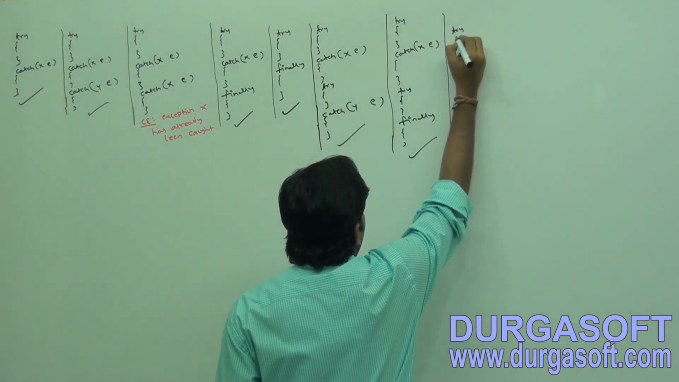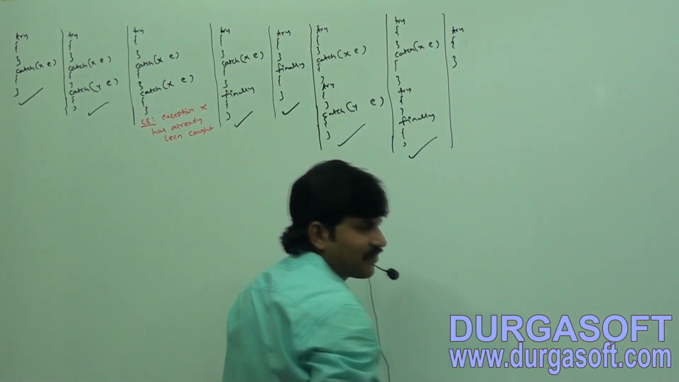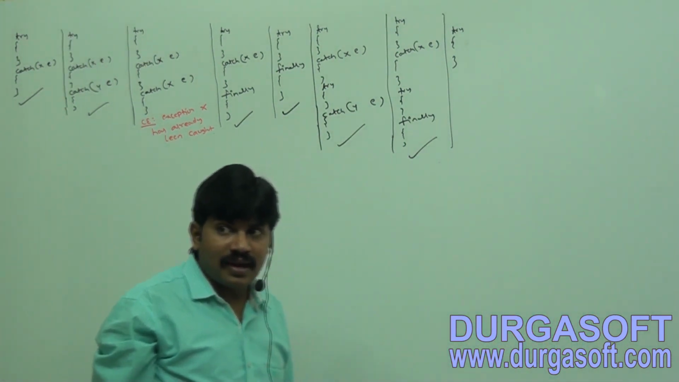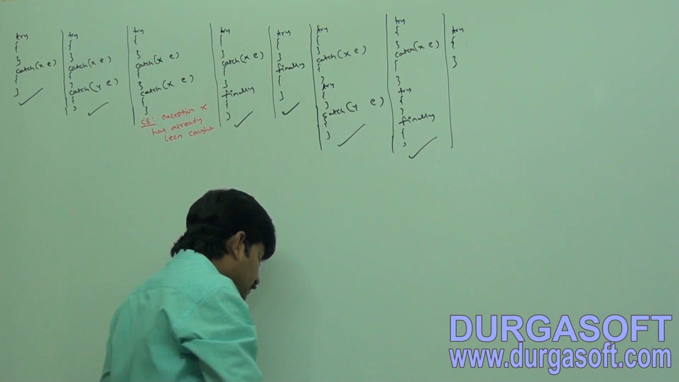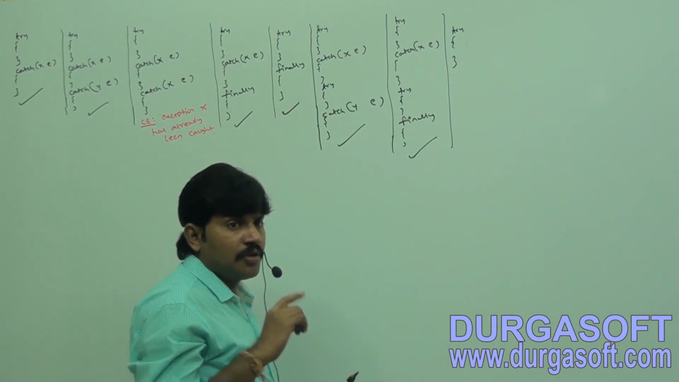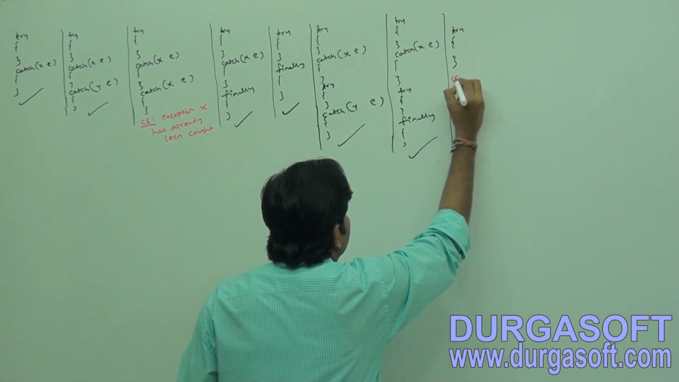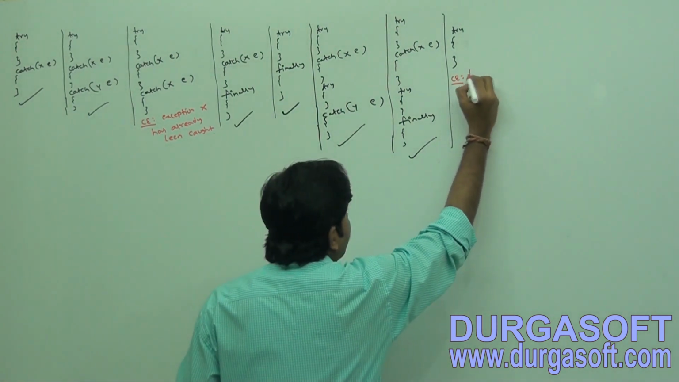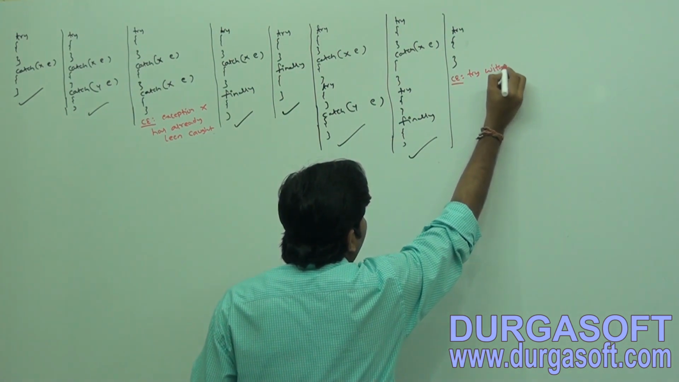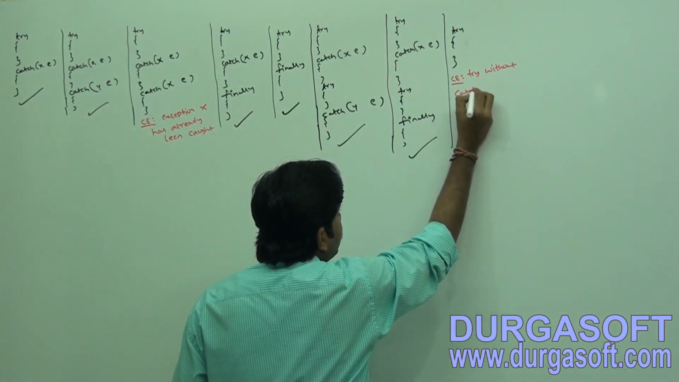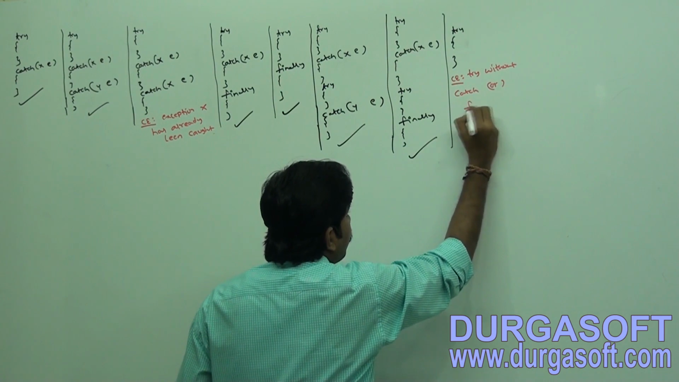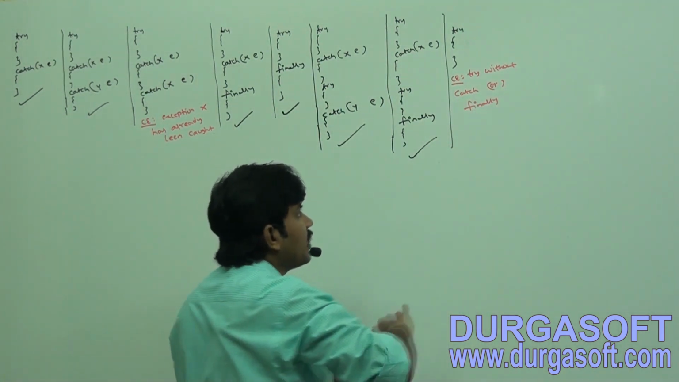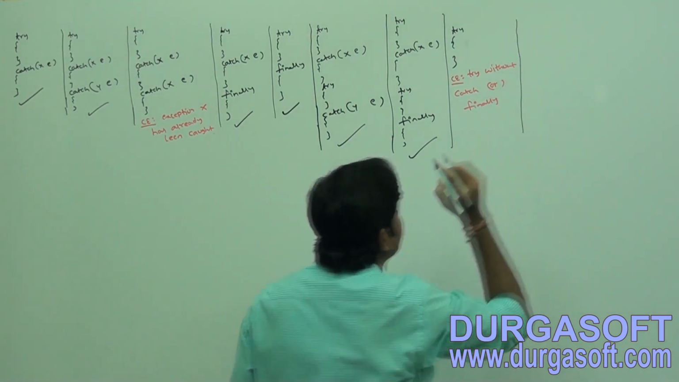Now take special care about this one. Sir, I'm taking only try. No catch, no finally. Valid or invalid? Only try. Valid or invalid? Do you know? Invalid. Immediately we are going to get a compile time error. Can I spell out what that error is? Try without catch or finally.